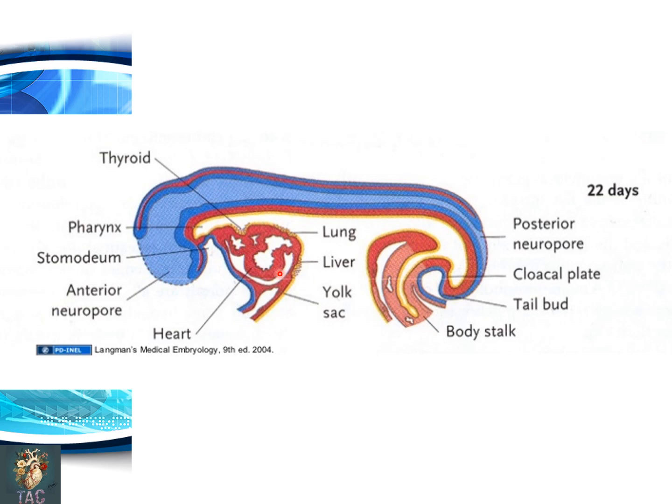This is a diagram to show that this is the area of the pharynx, and here is the buccopharyngeal or oropharyngeal membrane, and this part is called the stomodeum. Then this is the area of the developing thyroid and lung bud, the developing area of the heart, and the developing area of the liver. And this area is the midgut, and here is the hindgut where you can also see the cloacal plate. This is the tail fold and the allantois present in the body stalk, and this is the posterior neuropore, and here is the anterior neuropore of the neural tube.